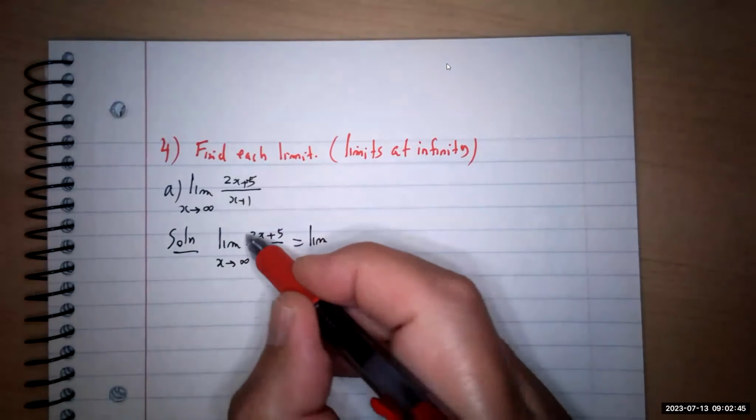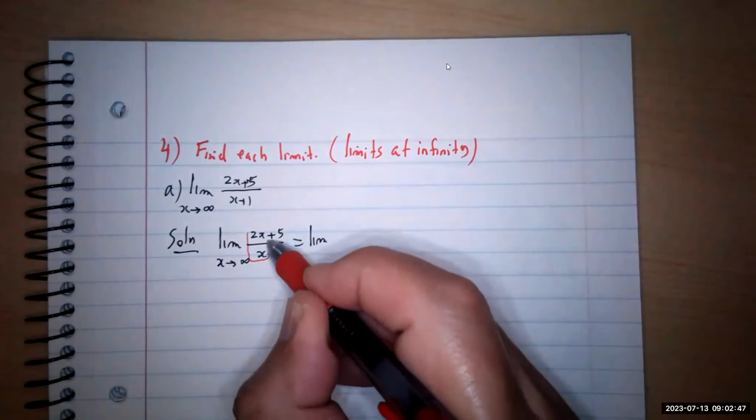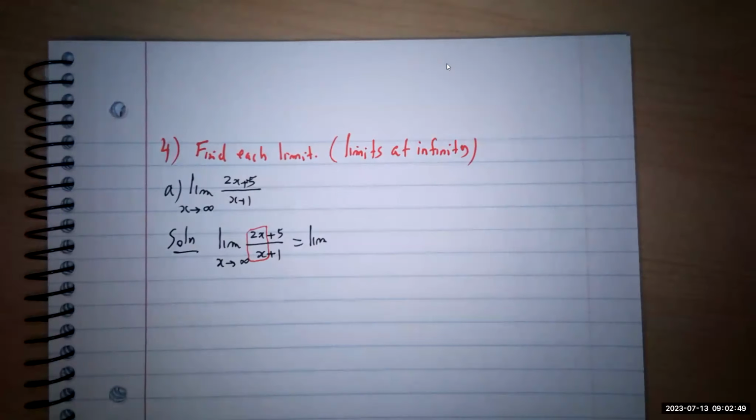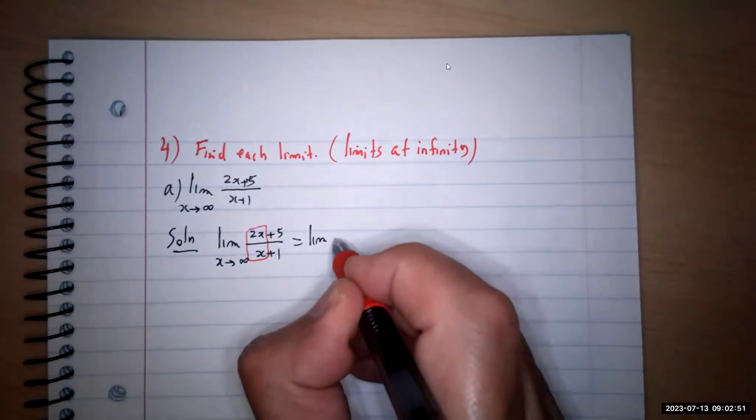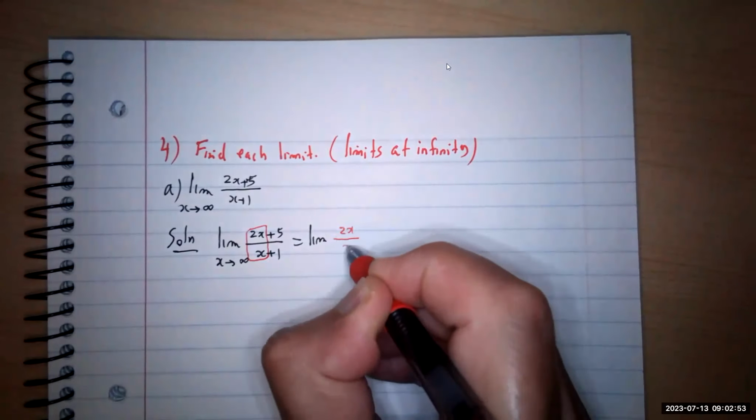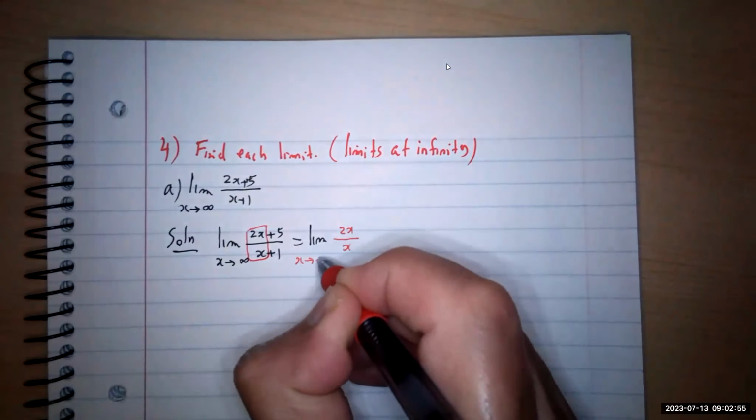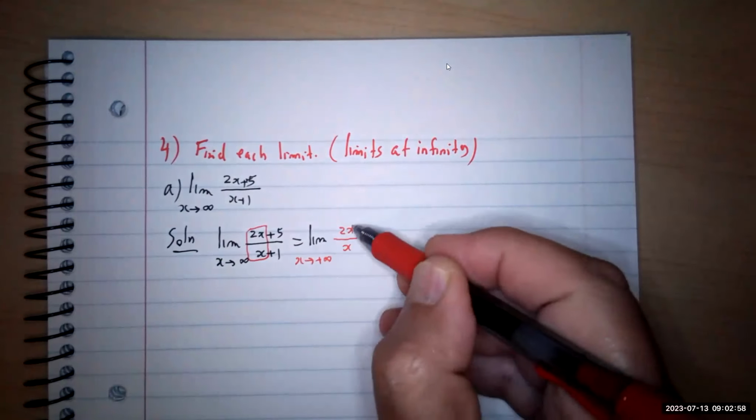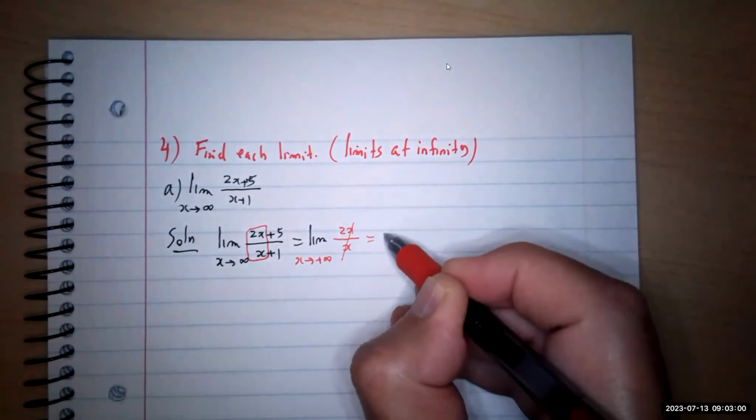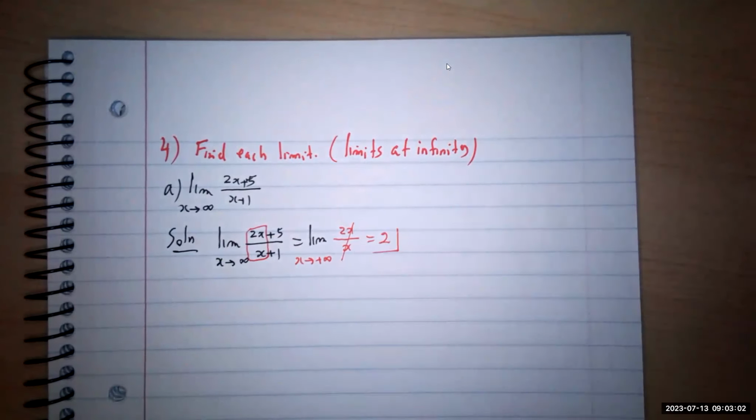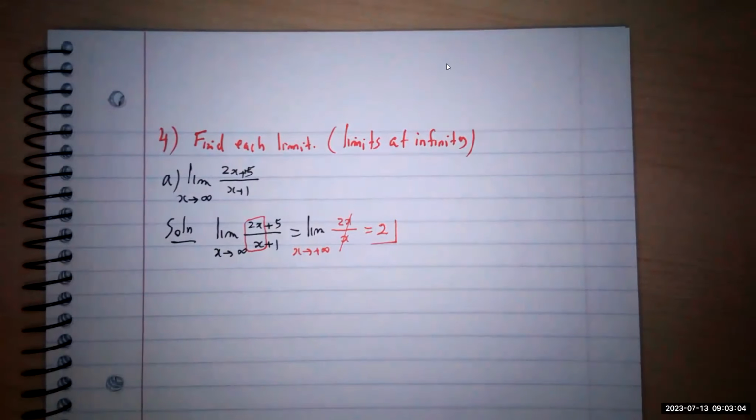See the leading term? This is the leading term. So the limit of the 2x over x, x goes to infinity or the positive infinity. So the x and x would cancel out. The answer would be 2, and you're done. Any question?